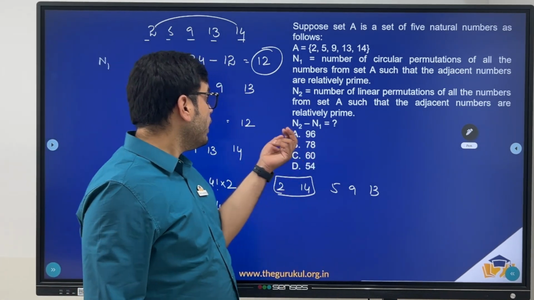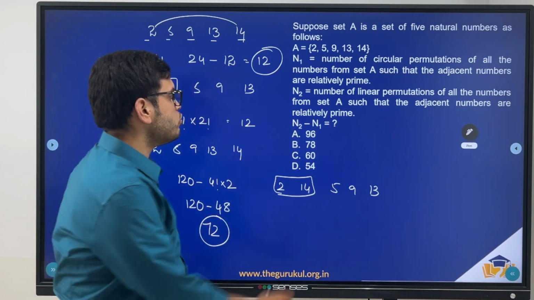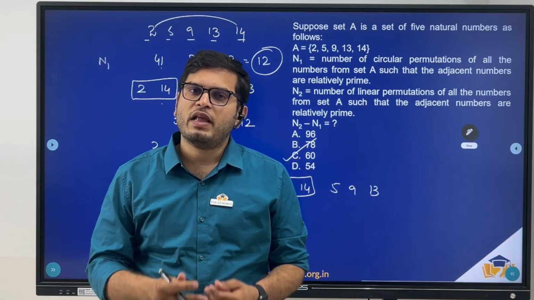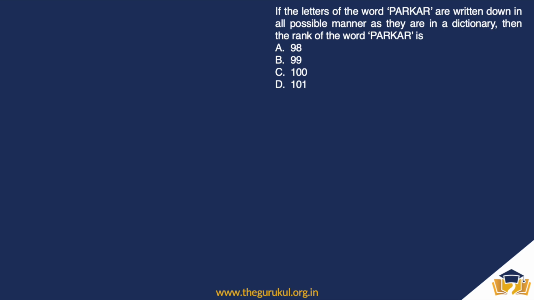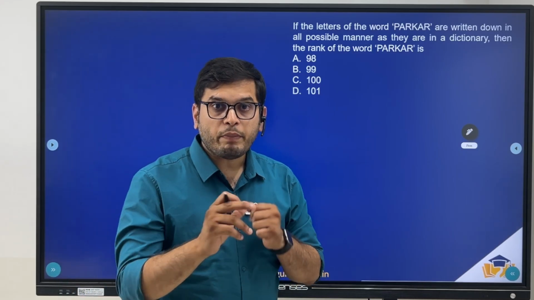So the value of n2 is 72. Now what was asked? N2 minus n1. 72 minus 12. 60 should be the answer to this question. Now coming to the next question.